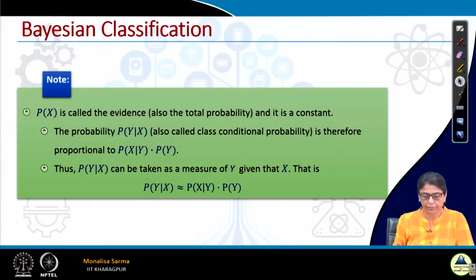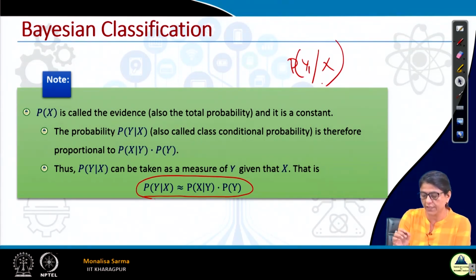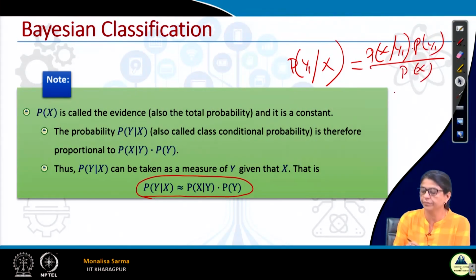So probability of y given x can be taken as a measure, since the denominator will remain constant for whichever term I need to find out. Did you get what I want to say? Suppose I want to find out probability of y1 given some variables x, then what will I get? I will get probability of x given y1 into probability of y1 divided by probability of x.